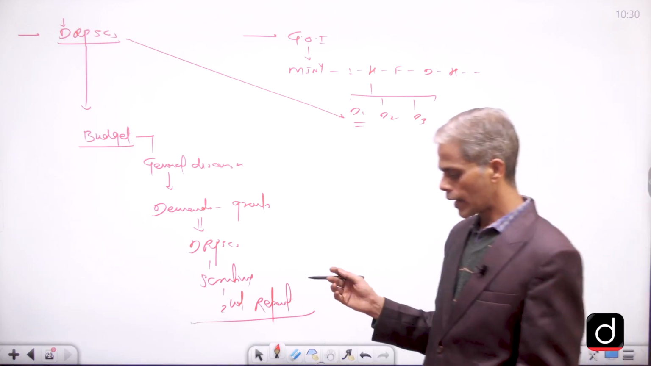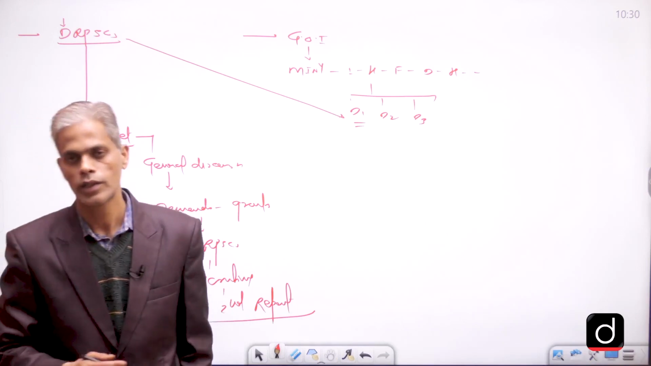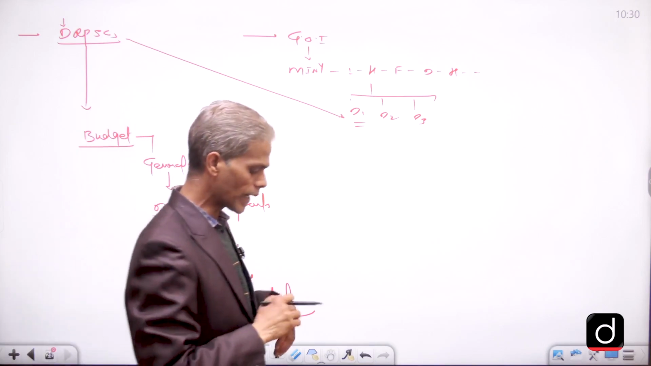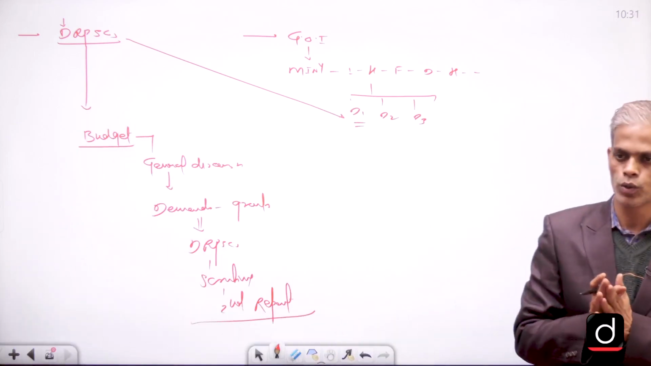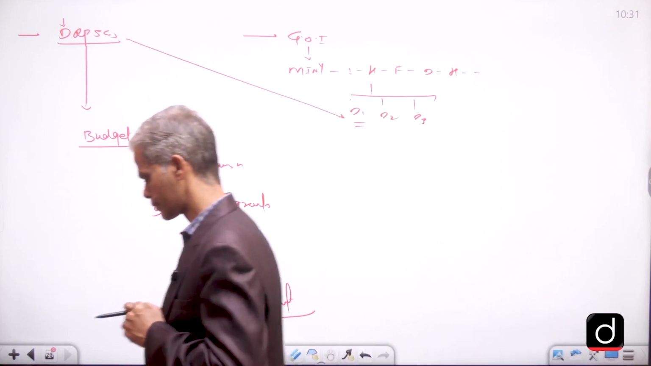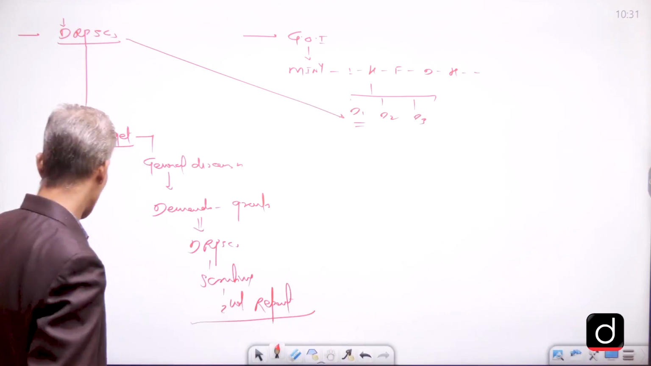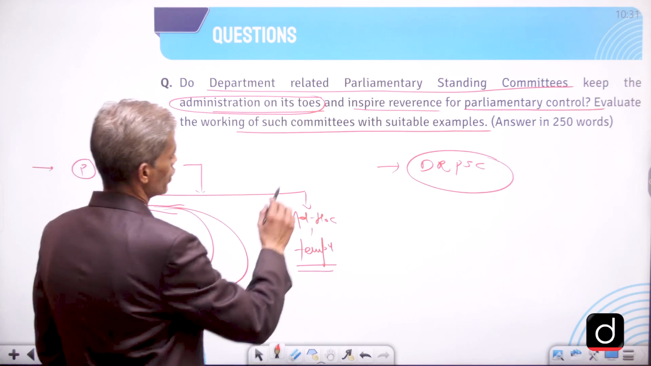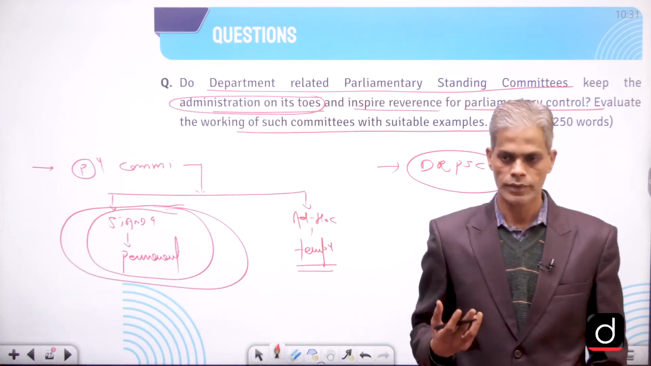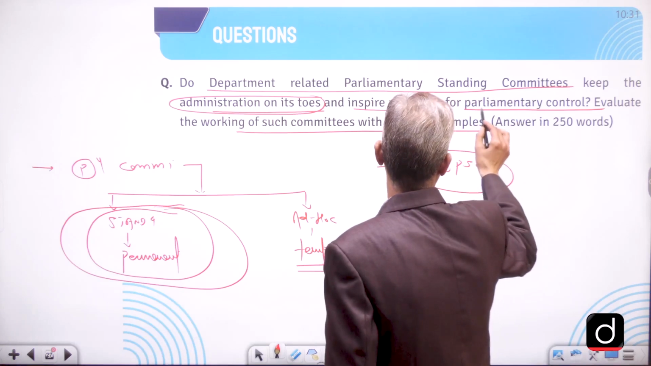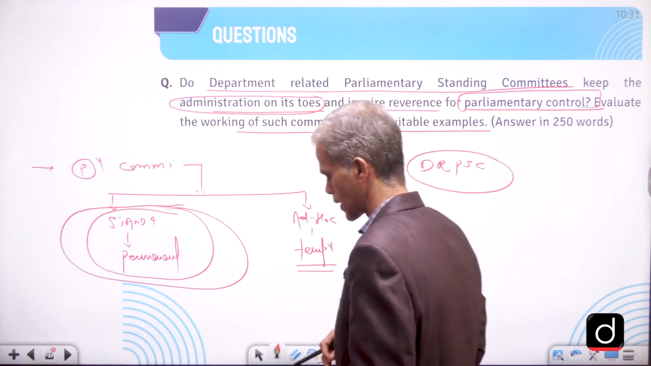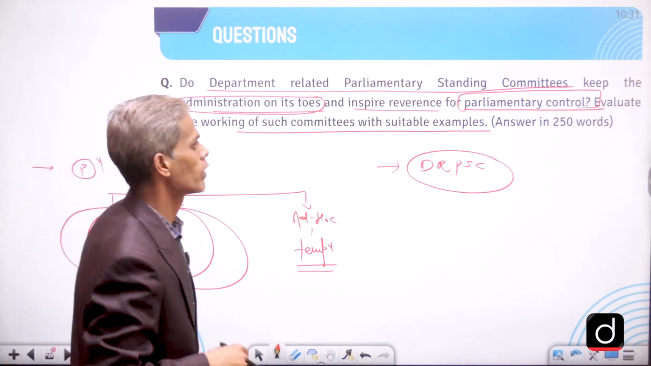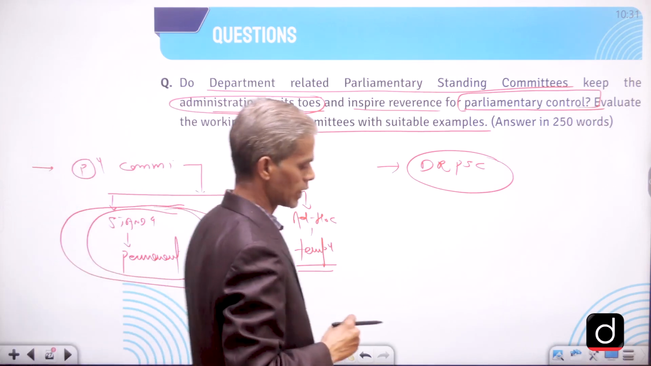So if any irregularities, mismatch, or any other kind of thing has been found, that would be highlighted by this DRPSC. So that's one of the effective mechanisms of exercising financial control over the executive. I hope you got the idea. This is what we have to mention in, we can say, the first part. Then it keeps the administration on its toes and helps as far as parliamentary control is concerned. That's how they help in exercising parliamentary control, by scrutinizing those demands for grants. However, we have to evaluate the working of such committees with suitable examples.